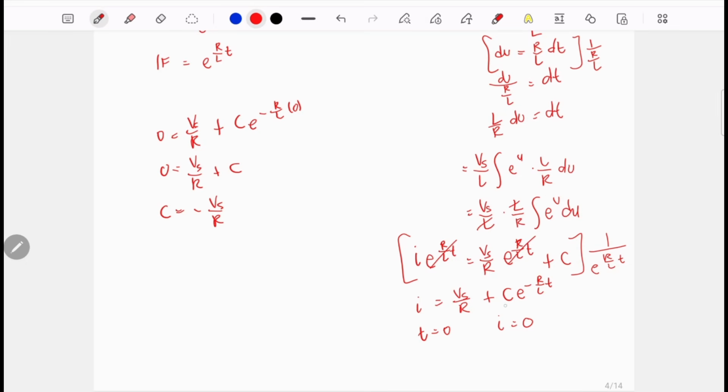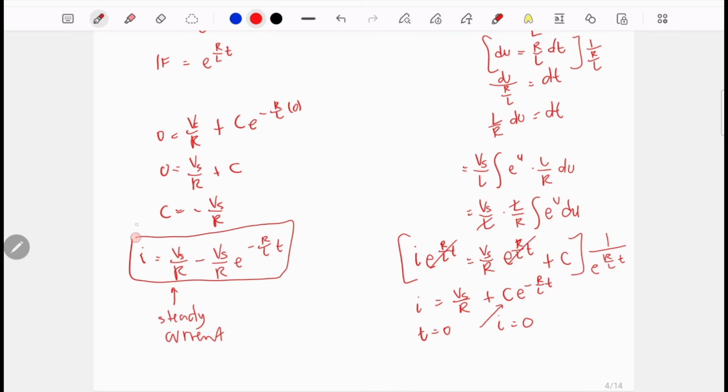So we will replace this c. So I equals V sub s over R plus c, now negative Vs over R, e to the negative R over L t. And this one is the steady current. And the whole equation is the transient current.